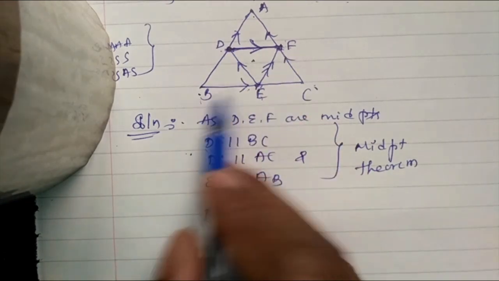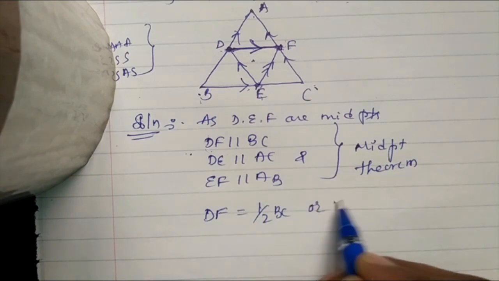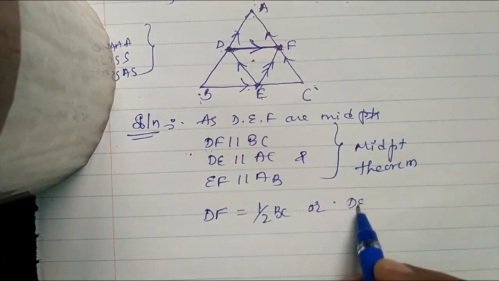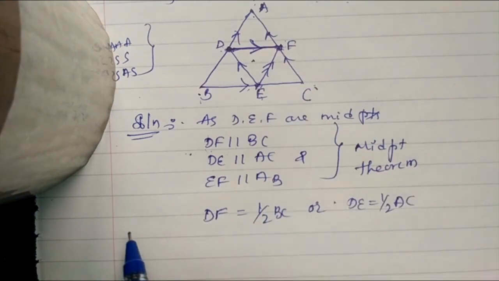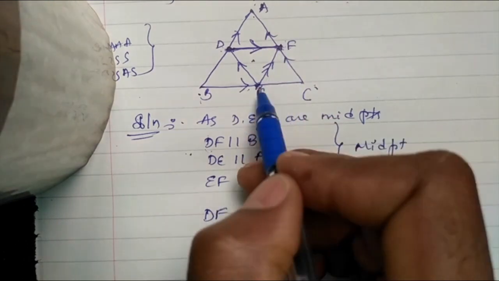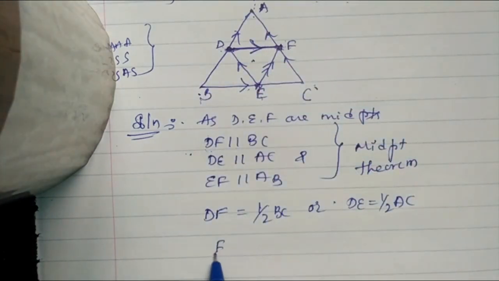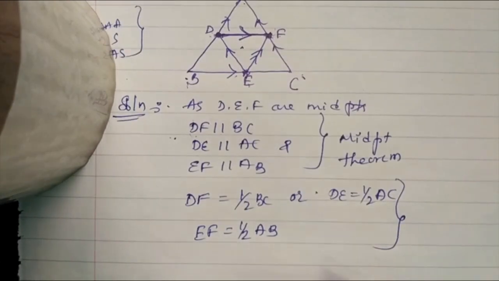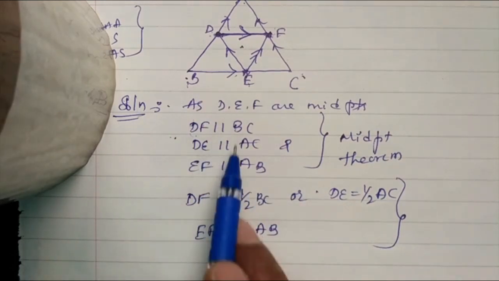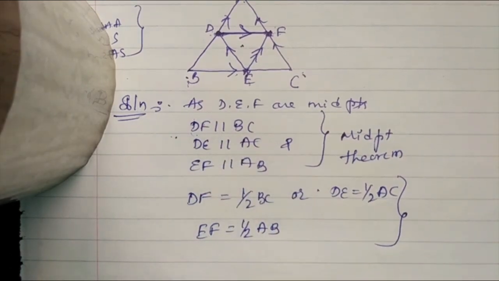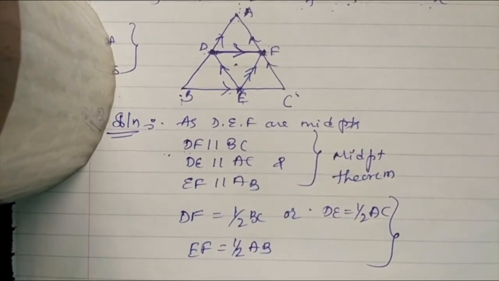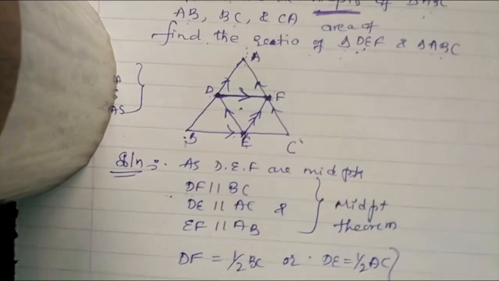The DF is half of BC. This DE length is half of AC. DE is equal to half of AC. The other one is EF. EF is also half of AB. EF is equal to half of AB. This is also by the midpoint theorem. So from the midpoint theorem, we obtained this result: three parallel lines and three lengths that are half the length of the other side. Using all these points, let us go for proving.